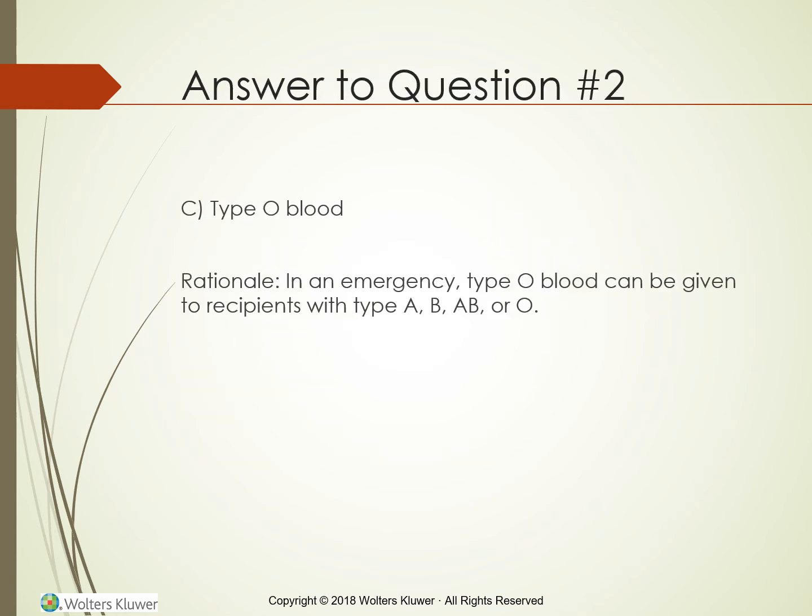The answer is type O blood. In an emergency, type O blood can be given to recipients with type A, B, AB, or O.